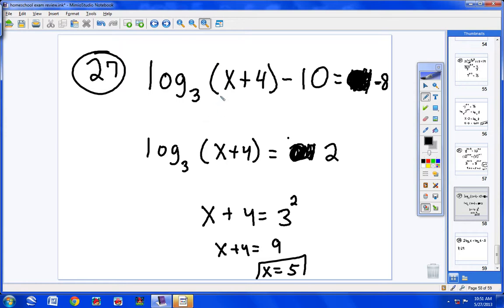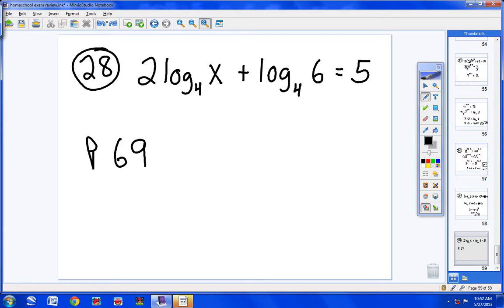And what is your argument in the original problem? x plus 4. What does x equal? 5. Put a 5 right in for x right here. What's 5 plus 4? 9. Is 9 positive or is 9 negative? Well, it's positive, so you're good. You don't have to check the whole thing. Just make sure your argument is positive.